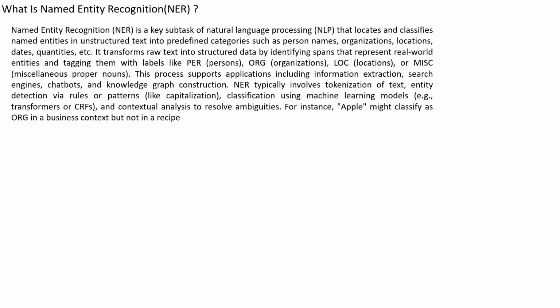NER helps convert raw text into structured data, which is essential for applications such as information extraction, search engines, chatbots, and knowledge graph construction. A typical NER pipeline involves tokenization of the text, detecting entity spans, classifying those spans using machine learning models, and resolving ambiguities using context. For example, the word Apple may be labeled as an organization in a business article but not in a cooking recipe.